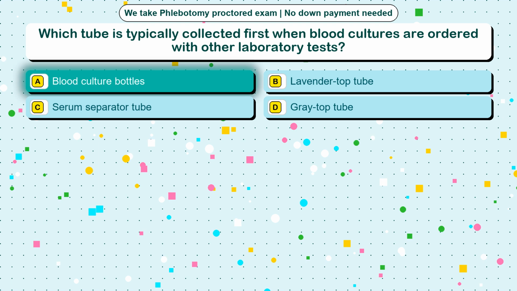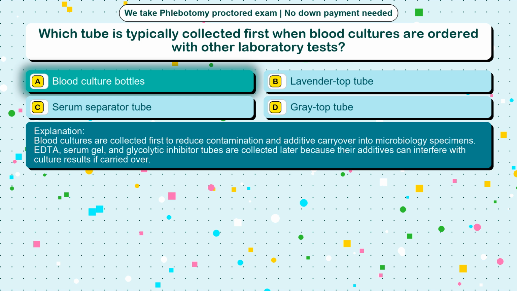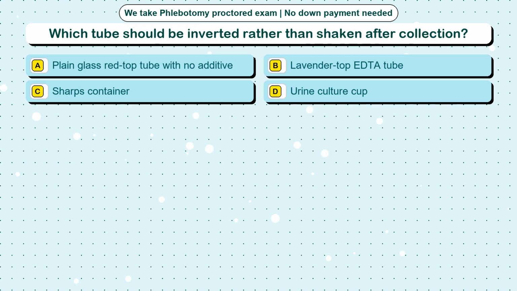Blood culture bottles. Blood cultures are collected first to reduce contamination and additive carryover into microbiology specimens. EDTA, serum gel, and glycolytic inhibitor tubes are collected later because their additives can interfere with culture results if carried over. Question 89. Which tube should be inverted rather than shaken after collection?